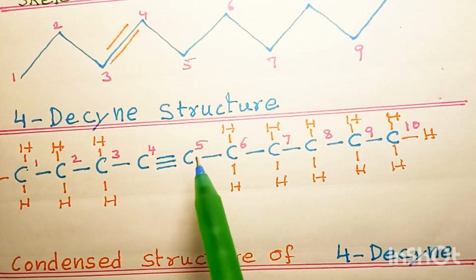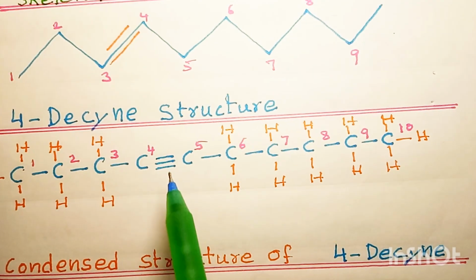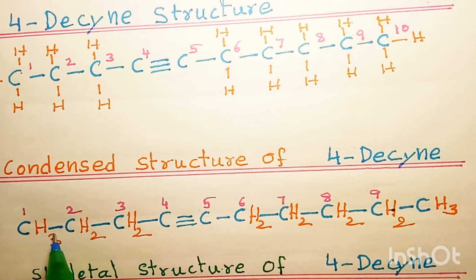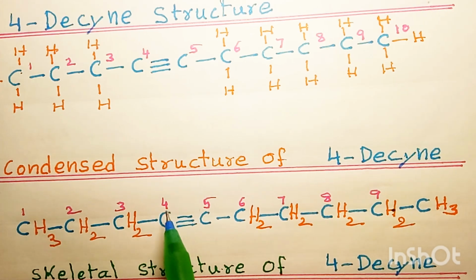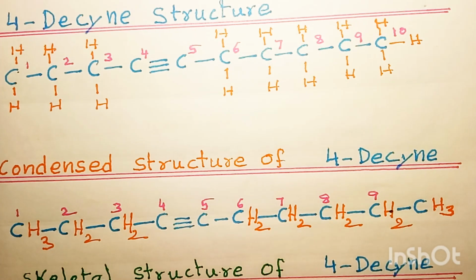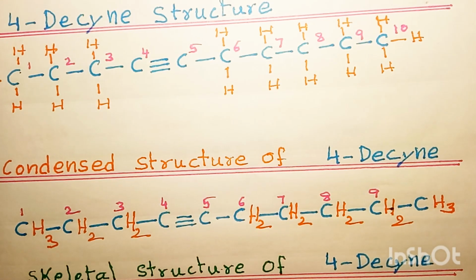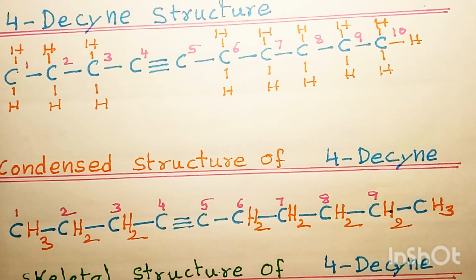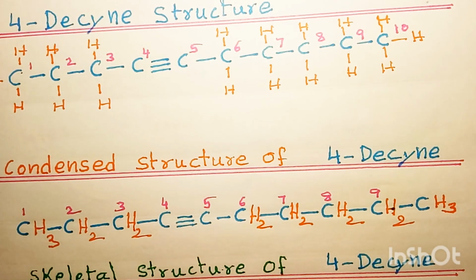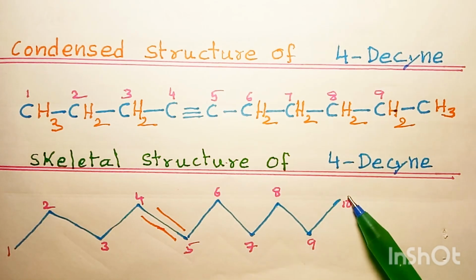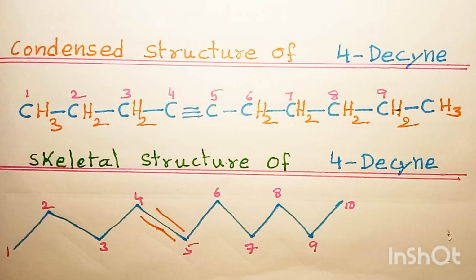Similarly, 4-decyne. In 4-decyne, the triple bond will be between 4th and 5th carbon atoms. The condensed structure of 4-decyne is: CH3 single bond CH2, single bond CH2, single bond C, triple bond C, single bond CH2, single bond CH2, single bond CH2, single bond CH2, single bond CH3. So there are altogether 10 carbon atoms and 18 hydrogen atoms. Now the skeletal structure of 4-decyne: draw a zigzag line up to 10 and then draw 2 more lines between 4 and 5. This becomes 4-decyne.